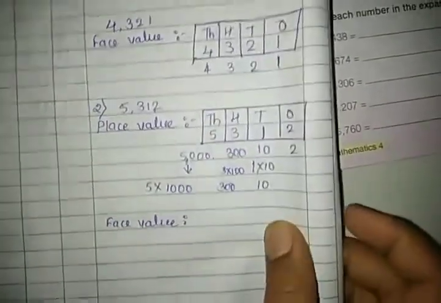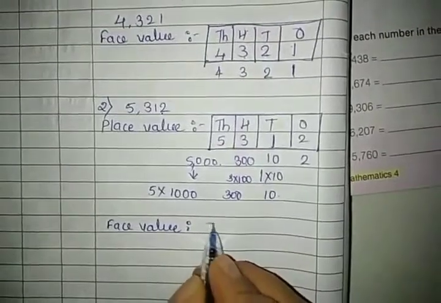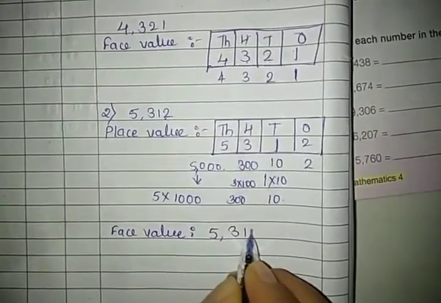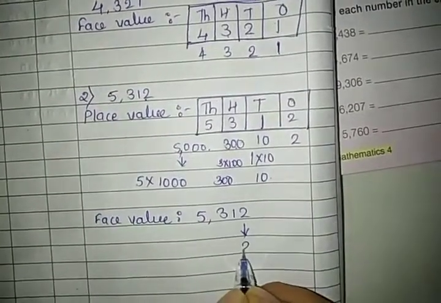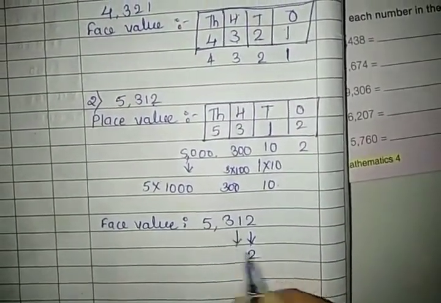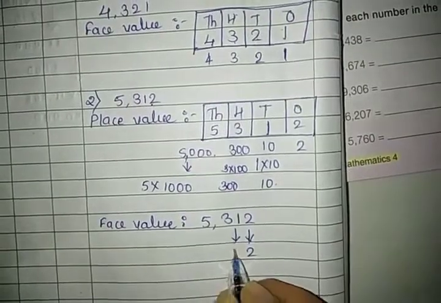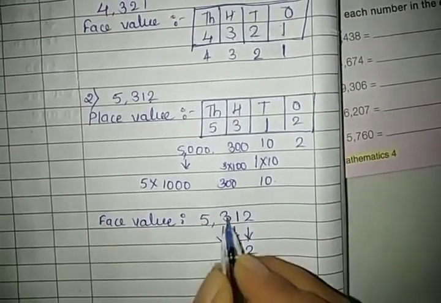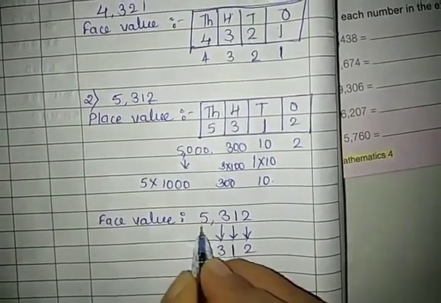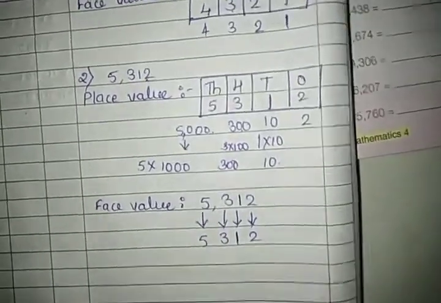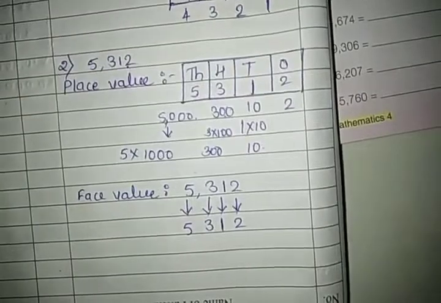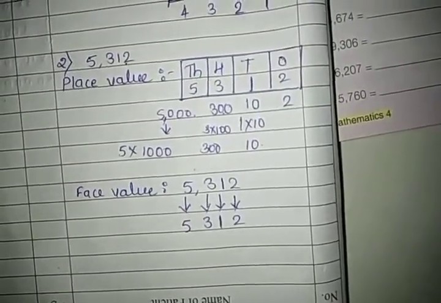Face value. The face value of 5312: the face value of 2 will be 2 only, the face value of 1 in the tens place will be 1 only, the face value of 3 in the hundreds place will be 3 only, and the face value of 5 in the thousands place will be 5 only. Okay, the face value will not change in any place.